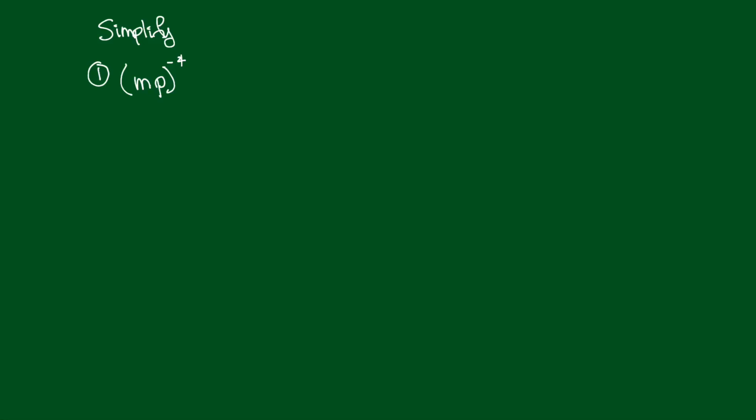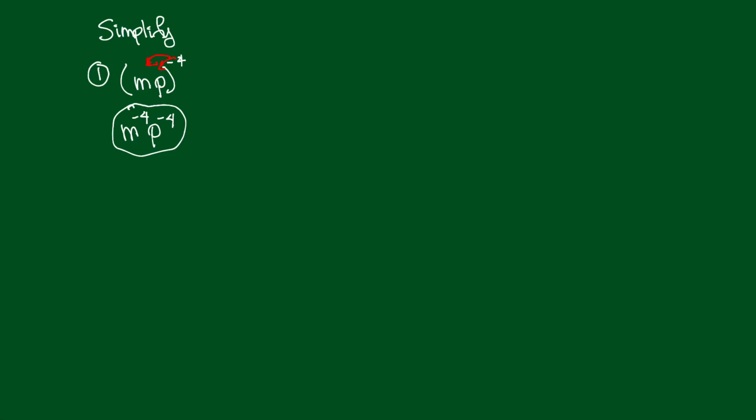In problem number 1, we want to simplify this. Now look inside the parentheses, there's a multiplication, and as long as there's a multiplication or division, you can distribute that exponent to each one of those factors. So let's do that. So we're going to get m to the negative 4, p to the negative 4. Now I suppose we could leave it like that. It just depends on how the answer book wants it.